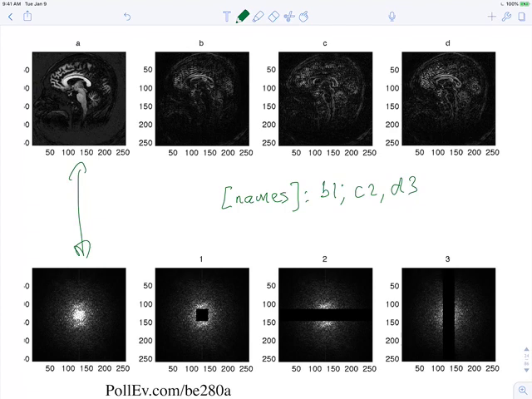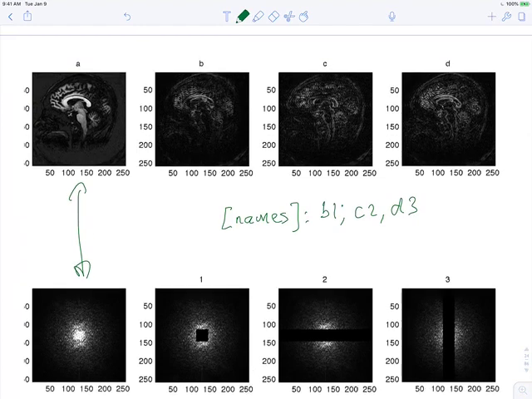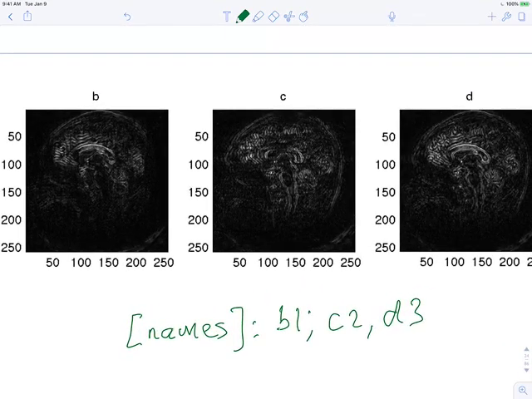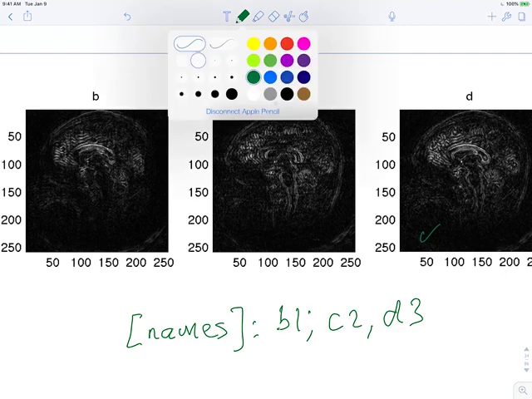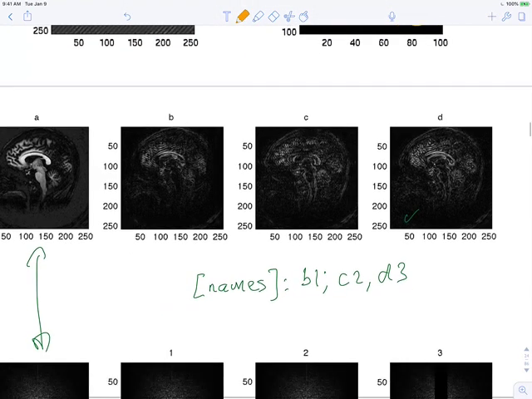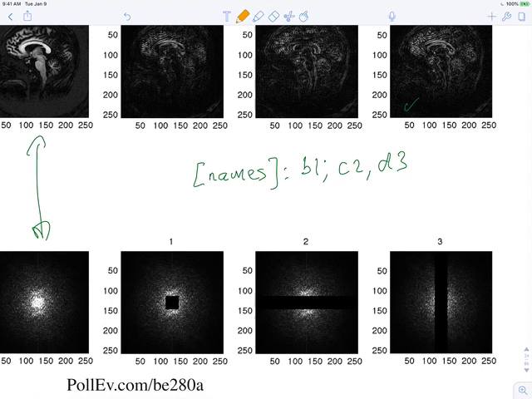Okay. So out of B, C, and D, which one has the most detail or information of these three here? Yeah, D definitely has the most detail, right? Okay. And then of the 1, 2, and 3, which has the most number of white points or information? It's got to be 1, right? That's the part that has the least amount that's zeroed out in general, okay? So basically, even if we knew nothing, we could probably guess that D goes with 1.